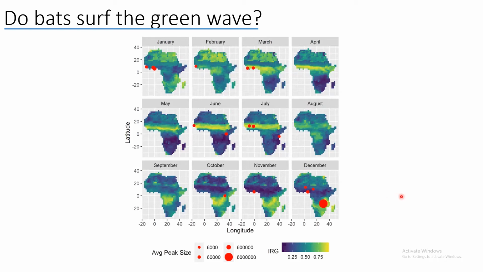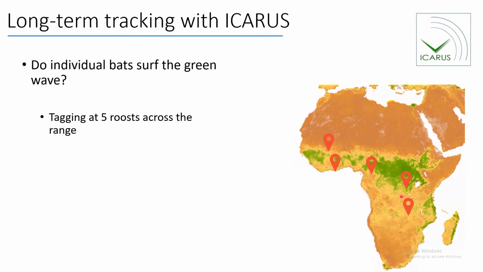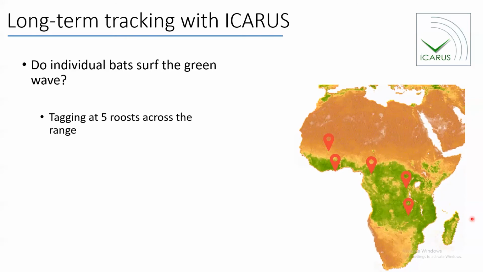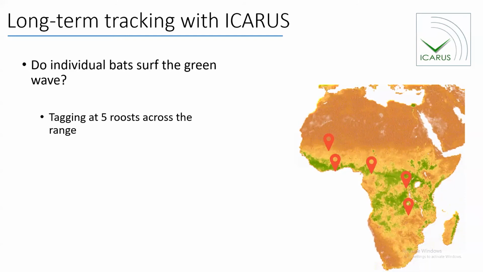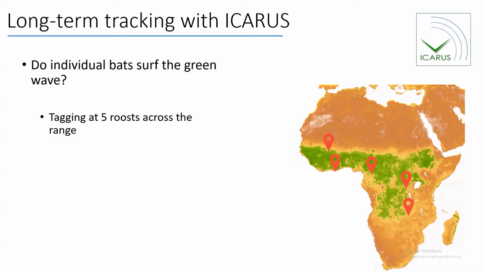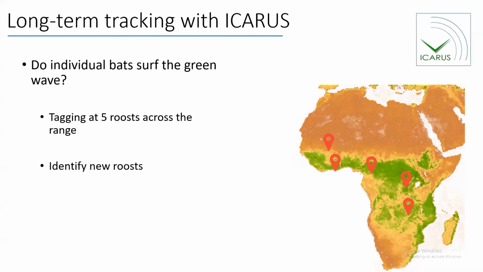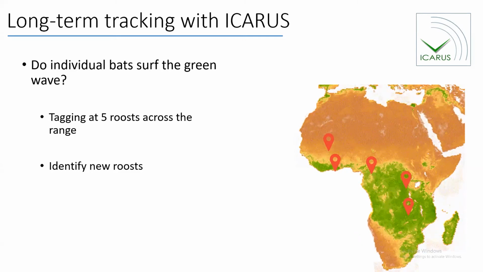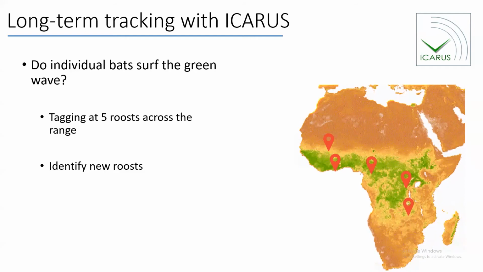But we don't actually know what the individuals are doing. And so our next step is really to look at long-term tracking using Icarus tags. And our goal is to really test if bats are indeed surfing the green wave. What we're hoping to do is tag at 5 locations across the continent of Africa, divided as much as possible across a longitudinal gradient, so that we can see at multiple points along this green wave whether the bats are staying with it consistently. In addition, we also hope to find new roosts. We predominantly know about roosts in major cities, but the bats are moving all across the continent, and there could be locations that we have yet to find.